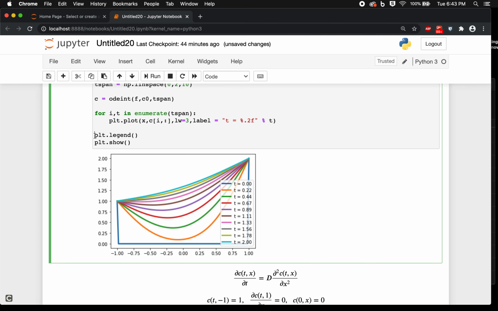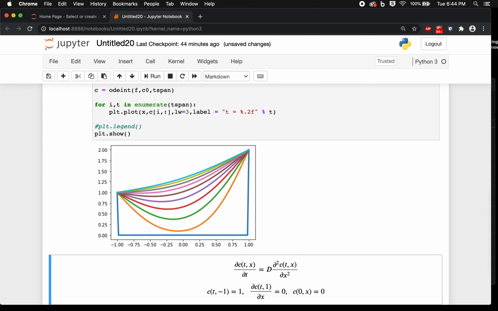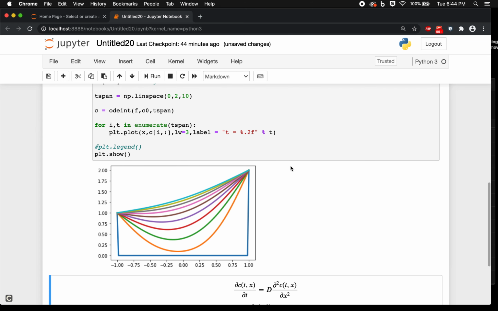I'm going to hide the legend for now, just because it's a little bit messy. In the sample code I put on Compass, I actually show you how to put the legend outside the plot, so it's not overlapping the plot. So that would be one change in the solution.